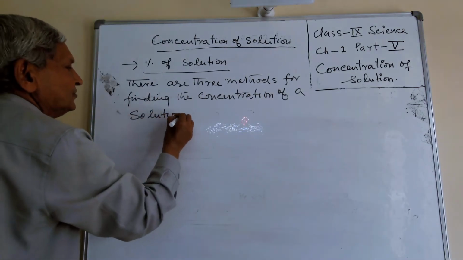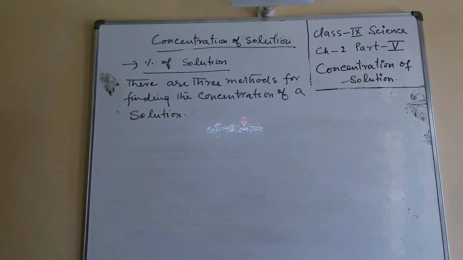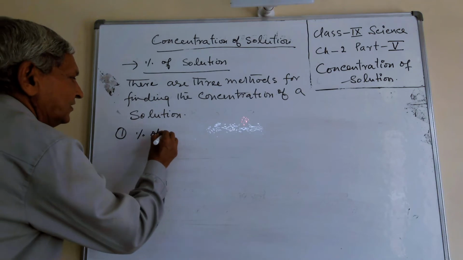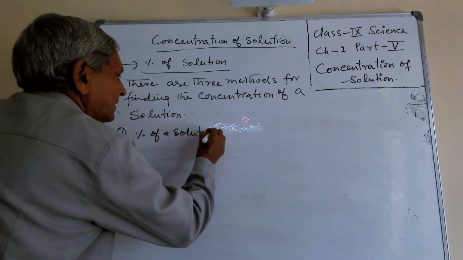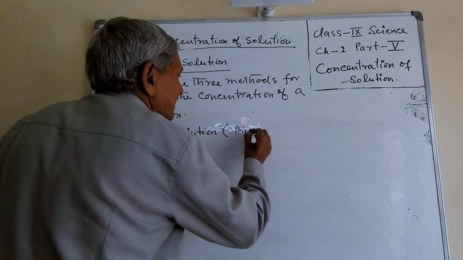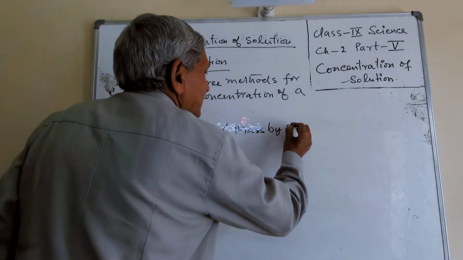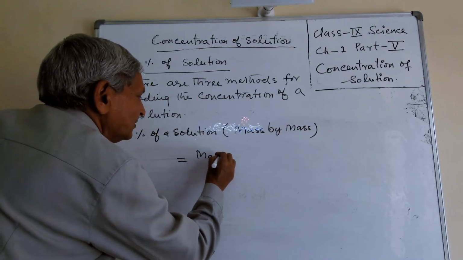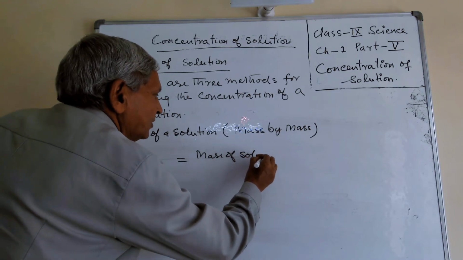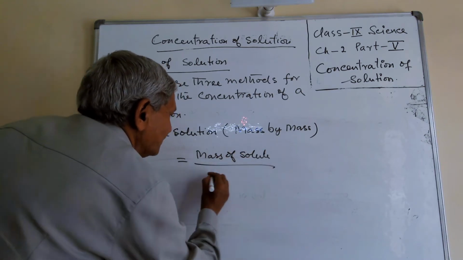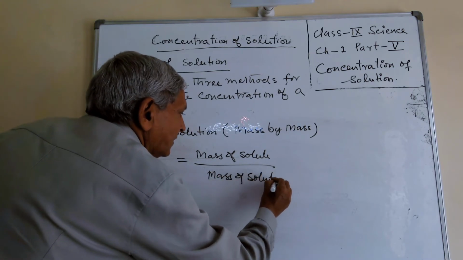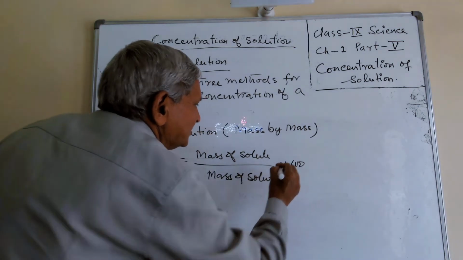So, my dear students, you can find out the concentration of a solution with the help of three methods. So, what are the three methods? First, percentage of a solution, mass by mass. Mass by mass is equal to mass of solute upon mass of solution into 100. This is the first method.